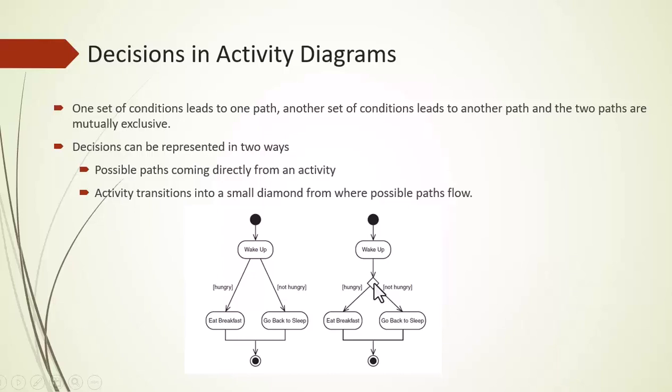So we can represent it using a diamond. This is a diamond sign, small diamond sign. So wake up and then two paths, hungry, not hungry. Not hungry, go to sleep, and if hungry, eat breakfast and then finishes. So this is the decision node. So decision is taking, and these are mutually exclusive, means both will not happen at a time, only one thing will happen, either hungry or not hungry. So this is the mutual exclusive concept. So remember that in decision, we will have only one possible path to be executed.